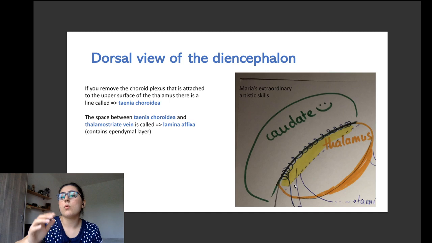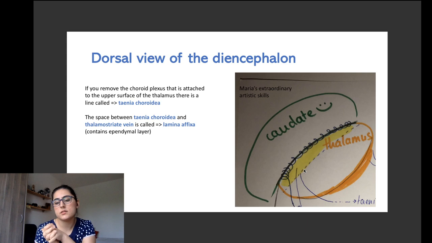Now, why are these two borders super important? Because between my taenia choroidea and my thalamostriate vein, on top of my sulcus terminalis, there is a space that I've drawn in yellow, and that space is called lamina affixa. It's not a space, it's basically a layer of ependymal cells. You do not need to know what ependymal cells are, that's histology, but you just need to know that in between these two lines there is lamina affixa, which consists of a specific type of cells. That's all you need to know.